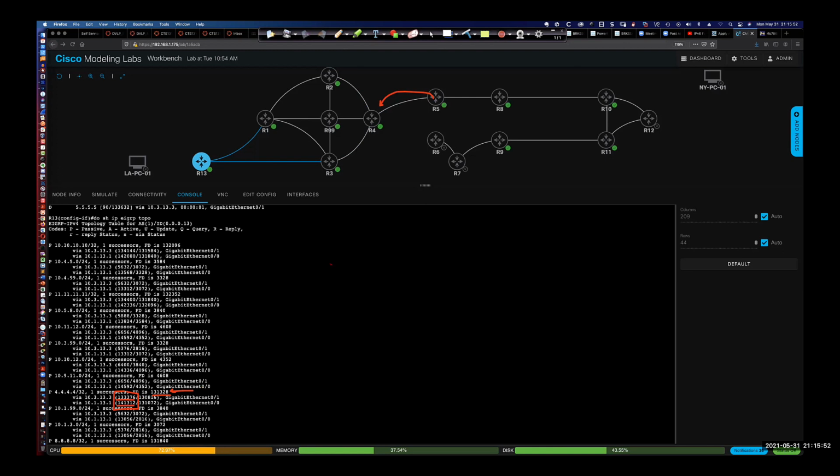So it's the feasible distance and the feasibility condition that ensure loop freedom in EIGRP at all times. And here's what I mean. So we look at these values. Let me clear the screen here. So we look at these values for that 444 network, right?